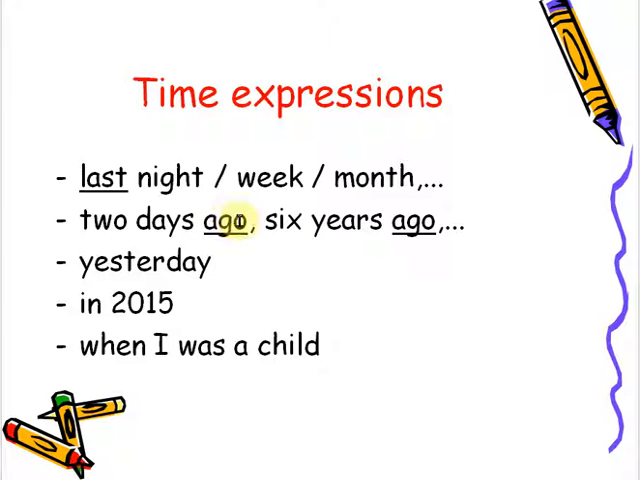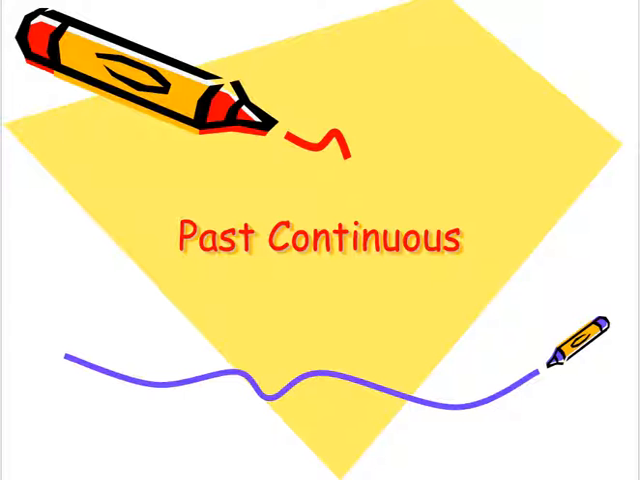Then expressions with ago. Note that the word ago is a useful way of expressing the distance into the past, and it is always placed after the period of time. 2 days ago, 6 years ago, and so on. Other past time expressions are yesterday, in 2015, or any past year, when I was a child, and so on. That would be it for past simple, and now something about past continuous.